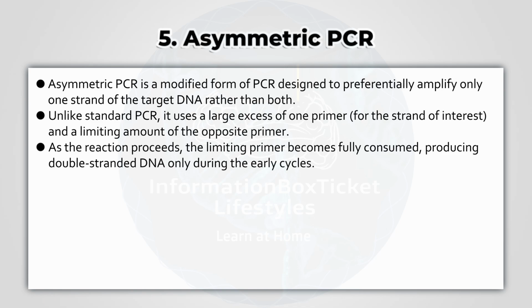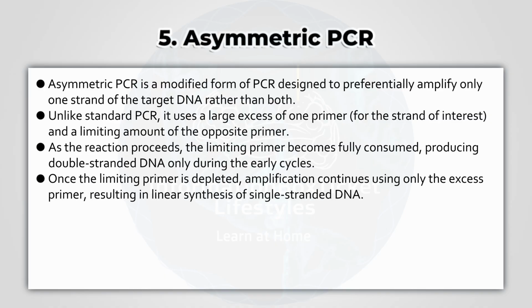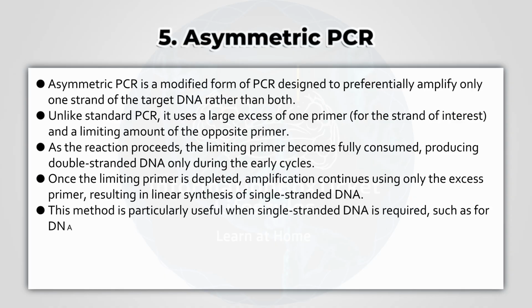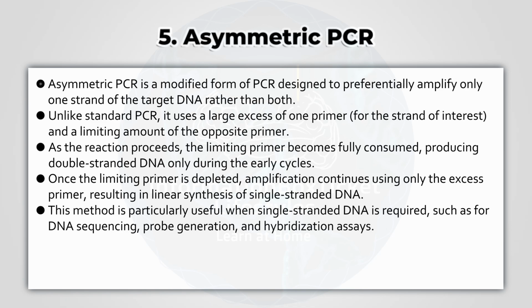As the reaction proceeds, the limiting primer becomes fully consumed, producing double-stranded DNA only during the early cycles. Once the limiting primer is depleted, amplification continues using only the excess primer, resulting in linear synthesis of single-stranded DNA. This method is particularly useful when single-stranded DNA is required, such as for DNA sequencing, probe generation, and hybridization assays.